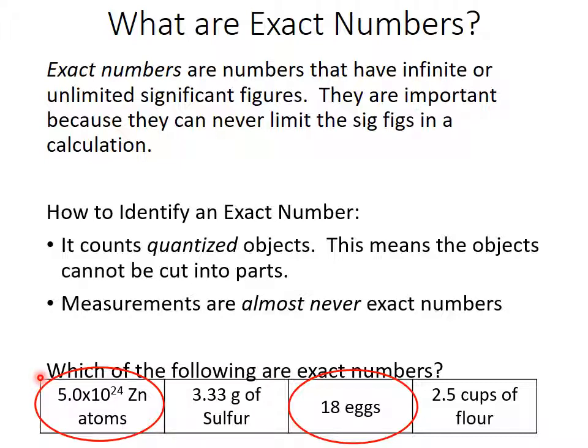The zinc atoms and the eggs are both exact numbers because you can't have half an atom and you can't have half an egg. The 3.33 grams of sulfur and the 2.5 cups of flour, on the other hand, are measured values and are non-exact numbers. These would both limit our sig figs.